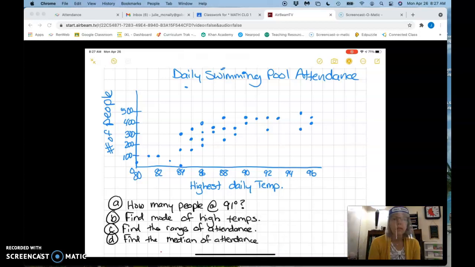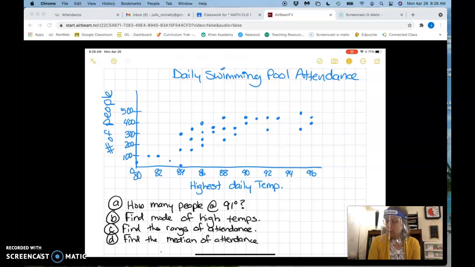And it is comparing the highest daily temperature with the number of people that come to the pool. So they're trying to see, is there a correlation between how hot it is outside and how many people want to use the pool on that day. So then after they give us this scatter plot, they're going to ask us all these questions about it.